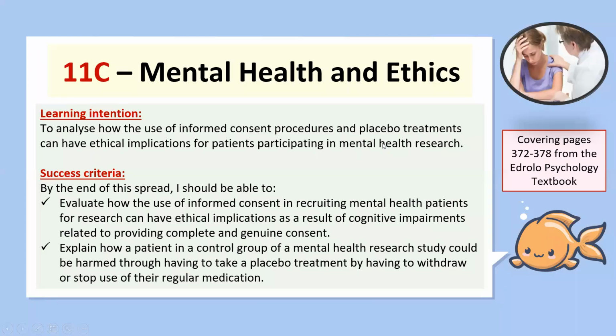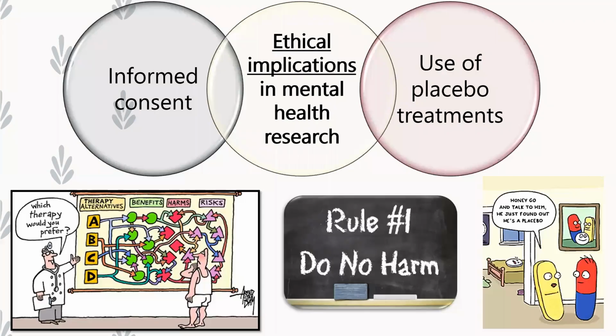All right, and the last spread, guys, we're just looking at two ethical principles, which are basically informed consent procedures and placebo treatments. And we're looking at these specifically with reference to patients who are in mental health research. Okay, this is really important for us to remember this idea. When we're looking at these two ethical principles or ethical issues, we're not looking at these ethical issues in the context of normal, not normal, but mentally healthy individuals. We're talking about this in reference to mental health research.